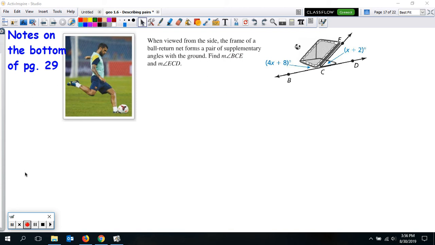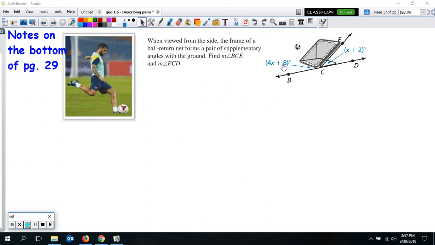So it's got a soccer player. It says, when viewed from the side, the frame of a ball return net forms a pair of supplementary angles with the ground. Find the measure of angle BCE and the measure of angle ECD. So those are marked off with these expressions. So ECD is this expression, x plus 2, and BCE is 4x plus 8.